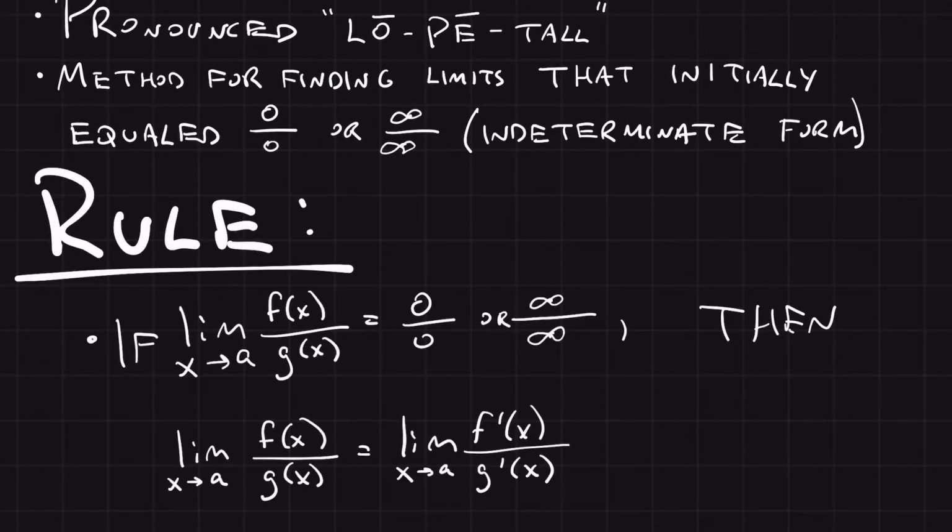If you have a limit in indeterminate form, which means you have 0 over 0 or infinity over infinity, then all you need to do is take the derivative of the numerator and take the derivative of the denominator separately and reevaluate the limit. L'Hopital's rule says that the limit as x approaches a of f of x divided by g of x is equal to the limit as x approaches a of f prime of x divided by g prime of x. But a very important note is that this is only true if you had indeterminate form.